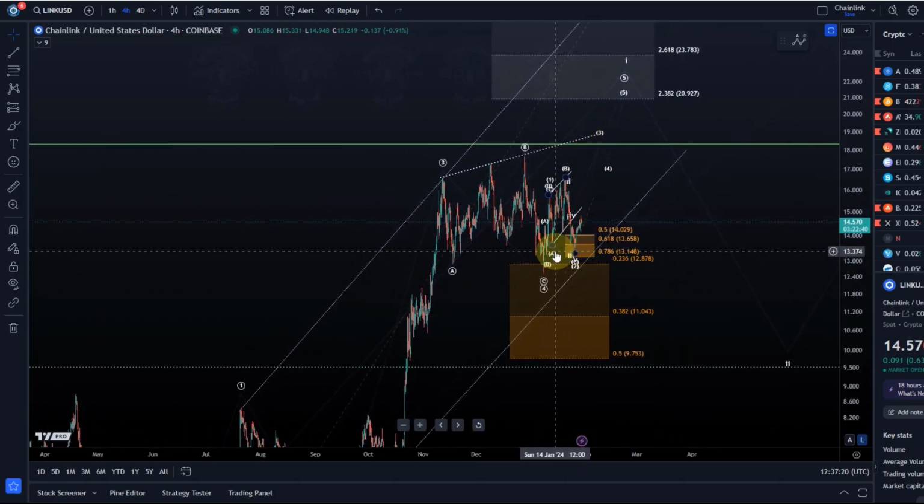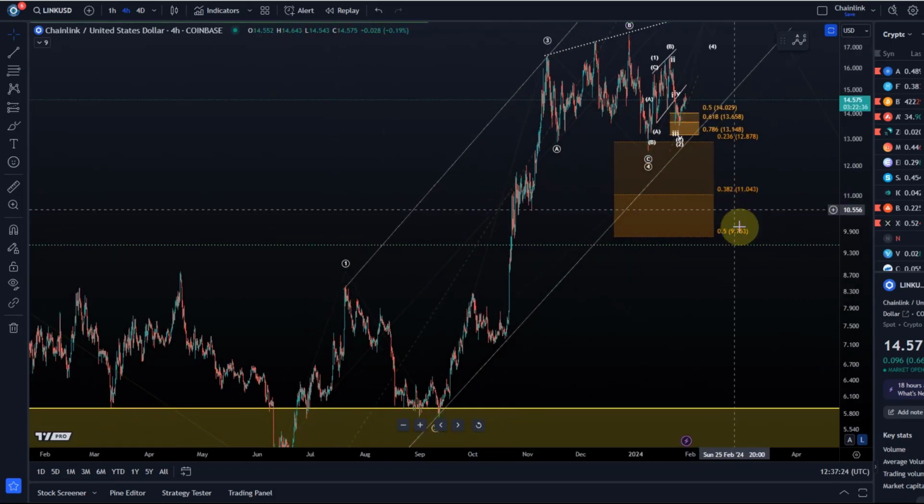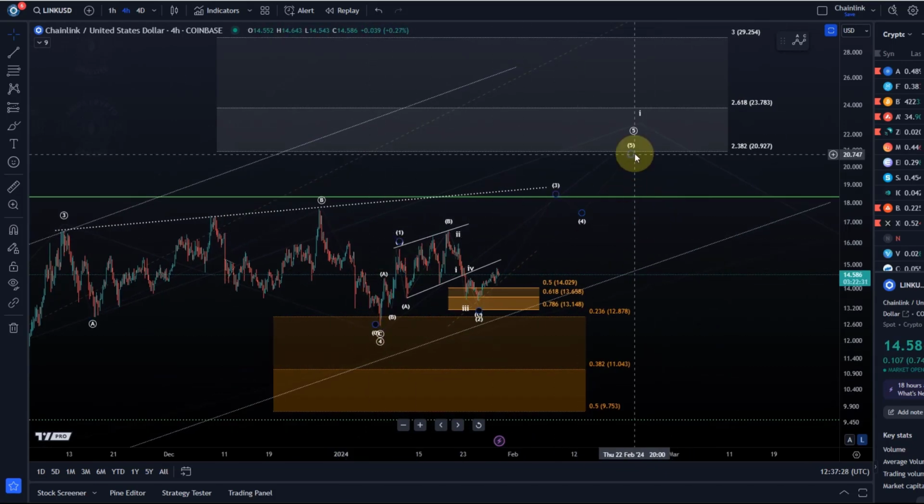It is possible that this fourth wave correction is complete. It took basically the same length as the wave 2. That's all good. We then said, okay, if wave 4 is complete, a wave 5 to the upside should start, but don't necessarily expect an impulse to the upside. Normally, the first indication that a fourth wave or any corrective pattern is complete is an impulse. In this case, it would be to the upside.